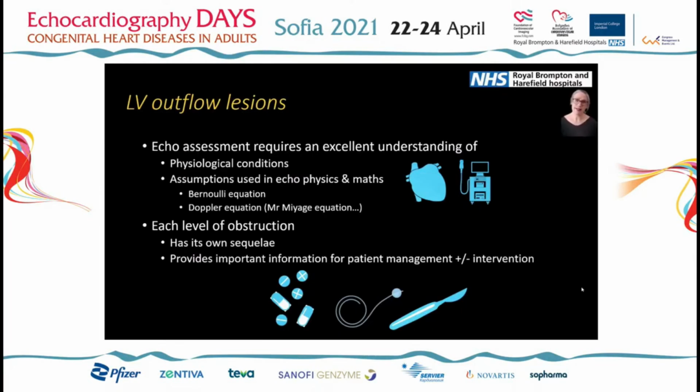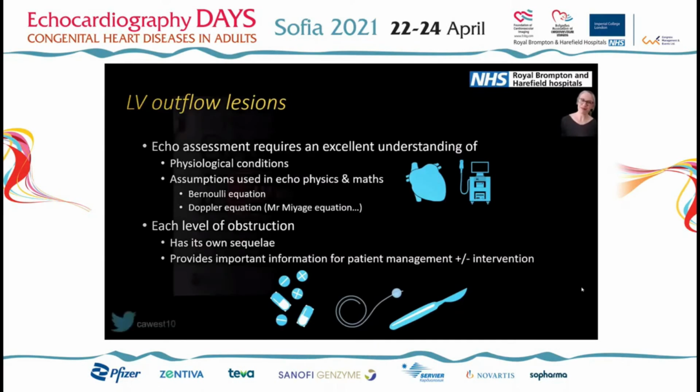Remember, if you're getting gradients and the aortic valve has thin and mobile leaflets, think about those subaortic and supraaortic conditions, which can be really easy to miss.